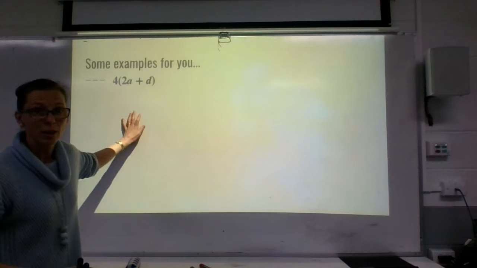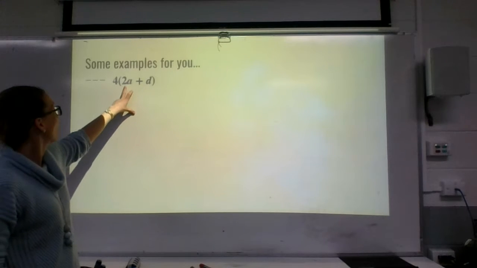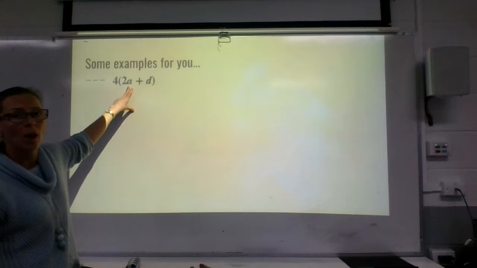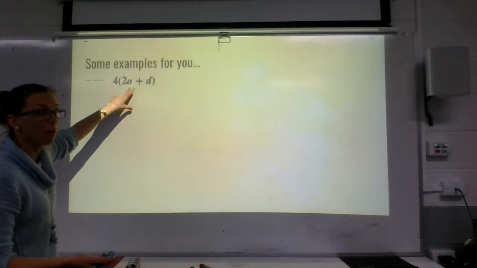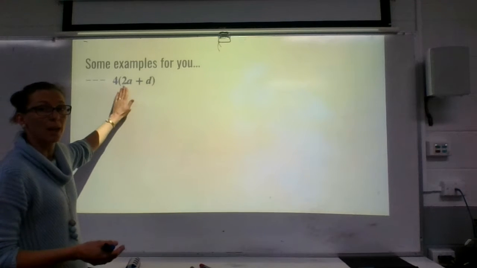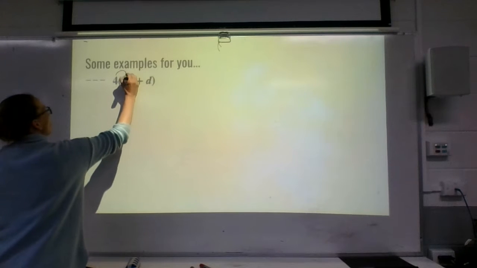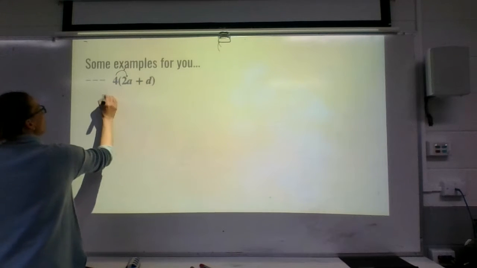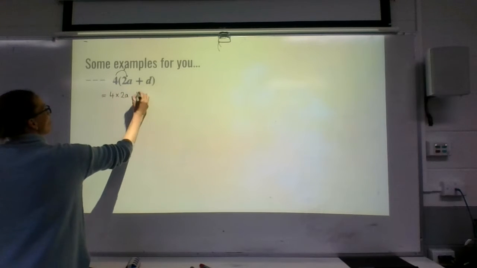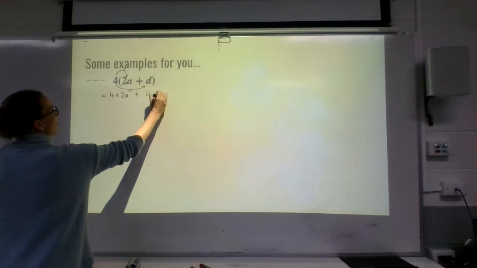My algebra can start looking a bit more complicated. You'll notice that inside the bracket I've actually got a coefficient to my pronumeral. I have 2 multiplying by A. But I can still use the distributive law the same way. Start with my outside and remember that it's multiplying everything on the inside. So 4 times by 2A added to 4 times by D.